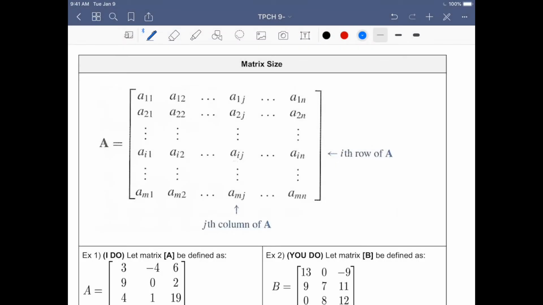So what is a matrix? A matrix is an array of numbers. These numbers are called elements of the matrix.